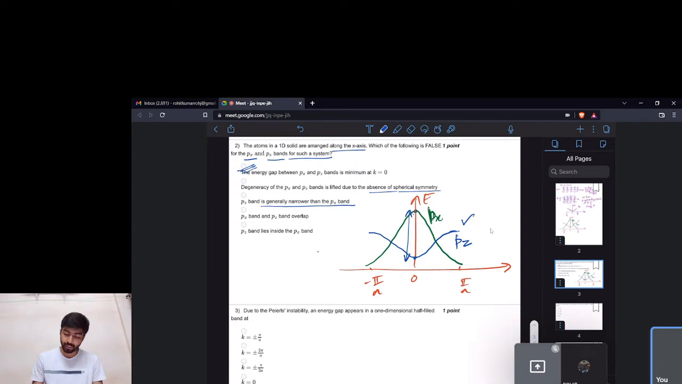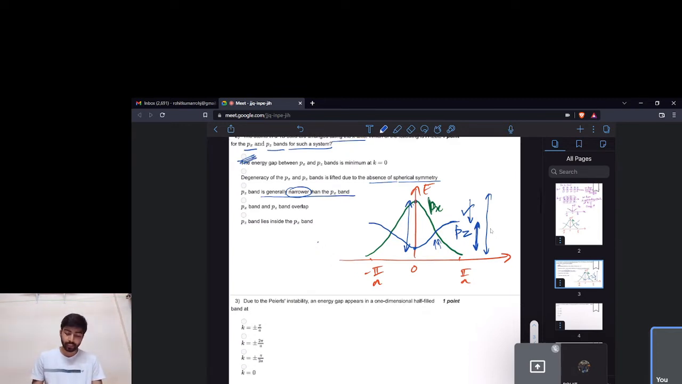Pz band is generally lower than px band, which we have seen. The pz band is narrower. The range of energy values that the pz band can take is lesser than the range of energy values that px can take. So the third option is also correct. Px band and pz band overlap. Yes, they overlap at some intermediate position. Pz band is inside the px band. Yes, that is also true. So our option is A. Moving on to the next question.